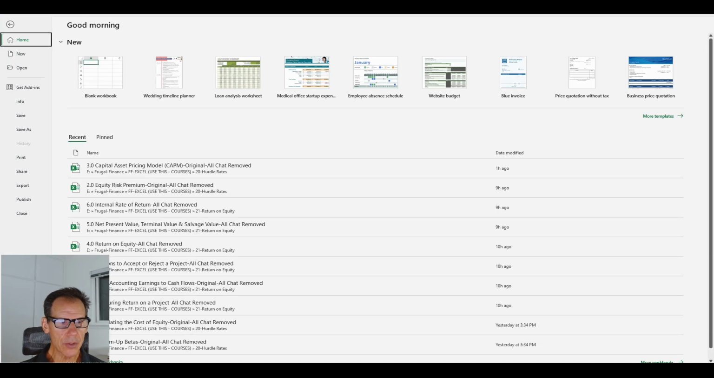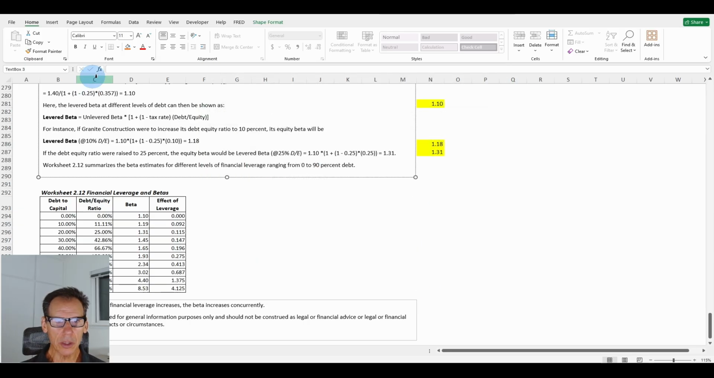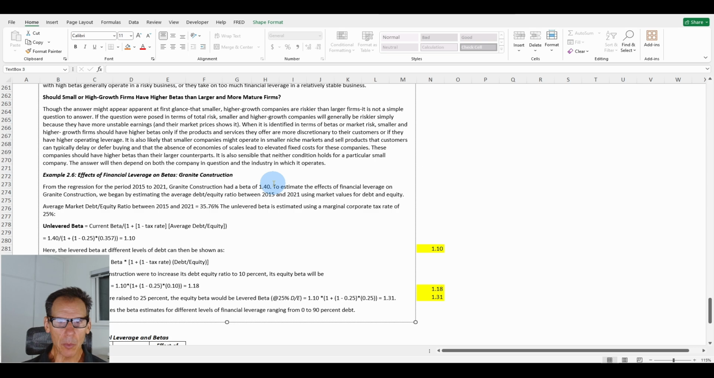You go to File, Options, and make sure you enable this, okay? Otherwise, you're going to run into a circular problem, and it says you have a circular problem, blah, blah, blah. That's not a problem. It's part of the solution. It has to be turned on, otherwise it won't work.